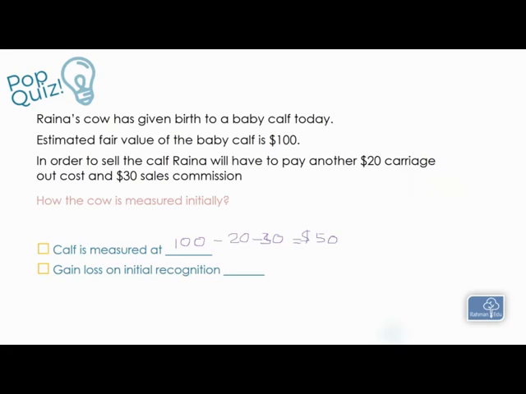Oh yeah, you are recognizing an asset at $50, but you didn't have any cost. Your cow literally gave birth to this calf, so it came at zero cost. So you are going to recognize $50 as your gain on initial recognition. Hope you have understood that far.